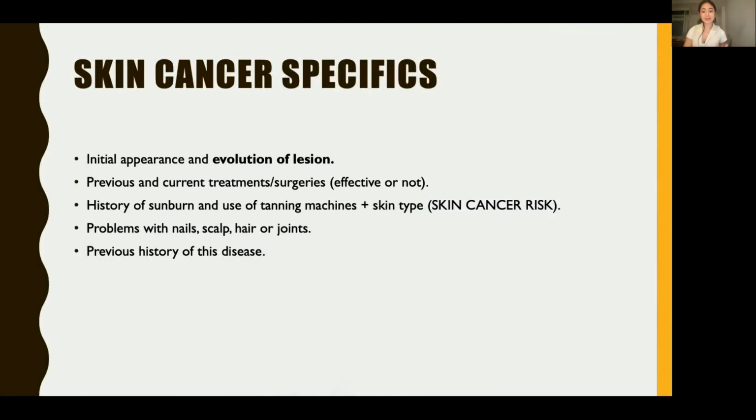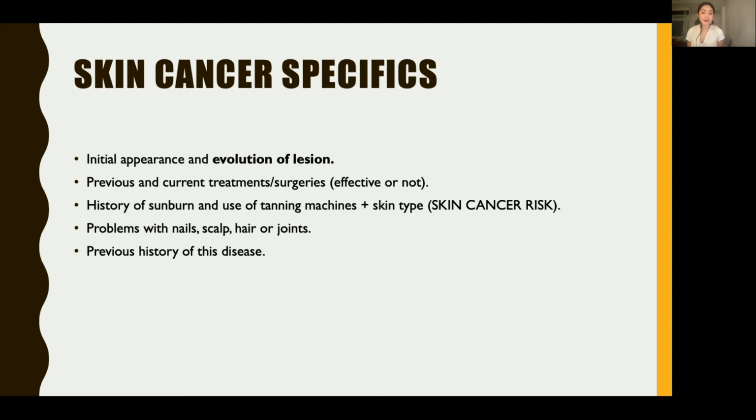And then I just wanted to touch upon skin cancer specifics. So for skin cancer specifically, ask about the initial appearance and the evolution of the lesion. So has it changed? Ask if they are on any current treatments for skin cancer, and ask if they've had previous treatment or surgeries. Sometimes, having already been through surgery for skin cancer, the next stage might not be as effective, so it's worth asking. And then generally, in terms of a social context, ask about their history of sunburn, use of tanning machines, their holidays as well.